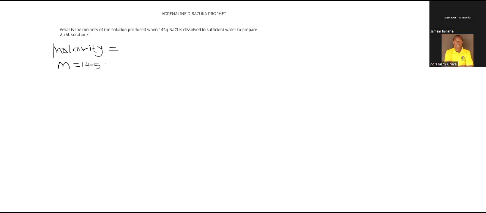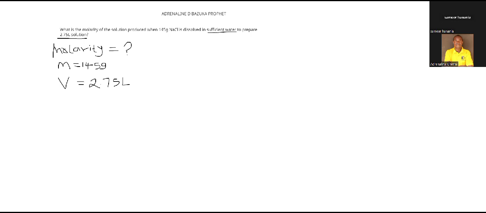grams. Is that clear? Yes. Is dissolved in sufficient water to prepare 2.75 liter solution, meaning the volume is equal to 2.75 liters. Is that clear? Yes. I'm looking for the molarity.